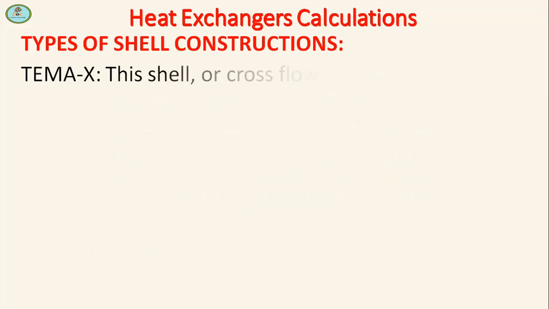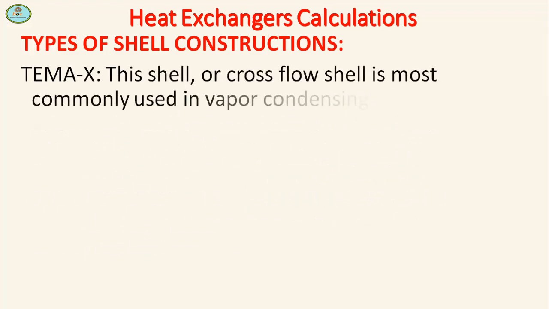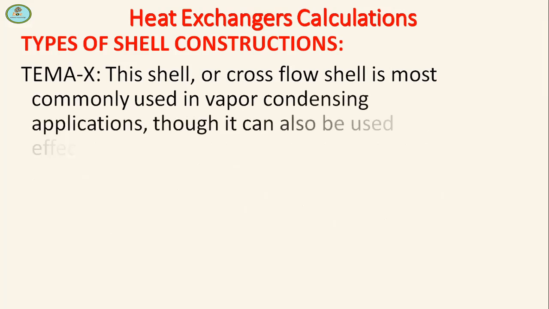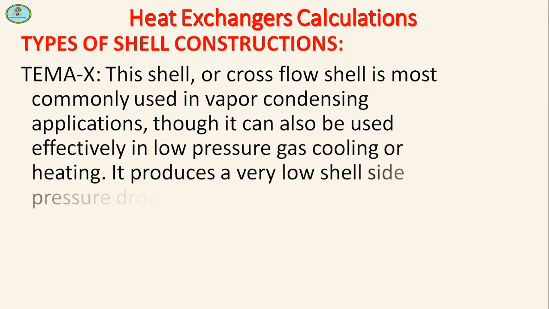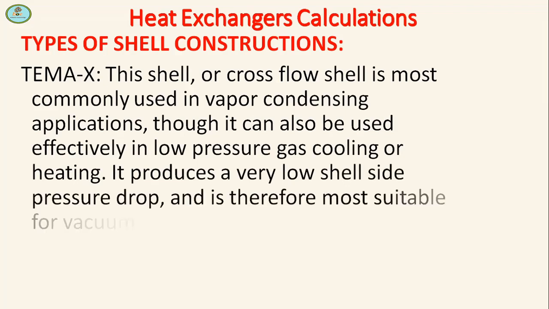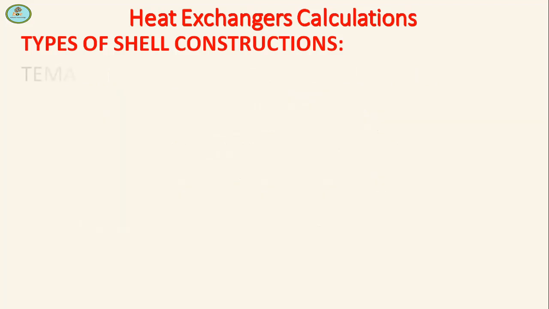TEMA X: this shell or cross flow shell is most commonly used in vapor condensing applications, though it can also be used effectively in low pressure gas cooling or heating. It produces a very low shell side pressure drop and is therefore most suitable for vacuum service condensing.